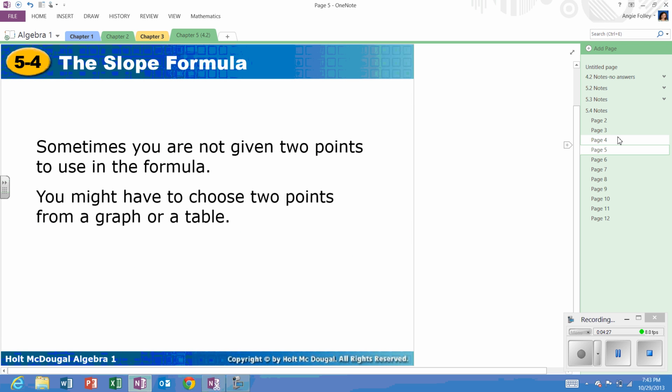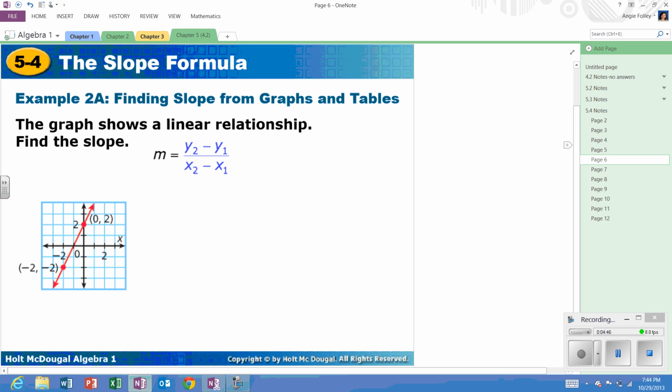Sometimes you're not given the 2 points to use in the formula, and you might just have to choose those points from a graph. As long as those points are on the line, as long as the line passes through the points, then you can choose any points you want. And oftentimes that's nice because you can pick nice simple points. Like if it goes through 0, 0, use it because that's an easy point to use.